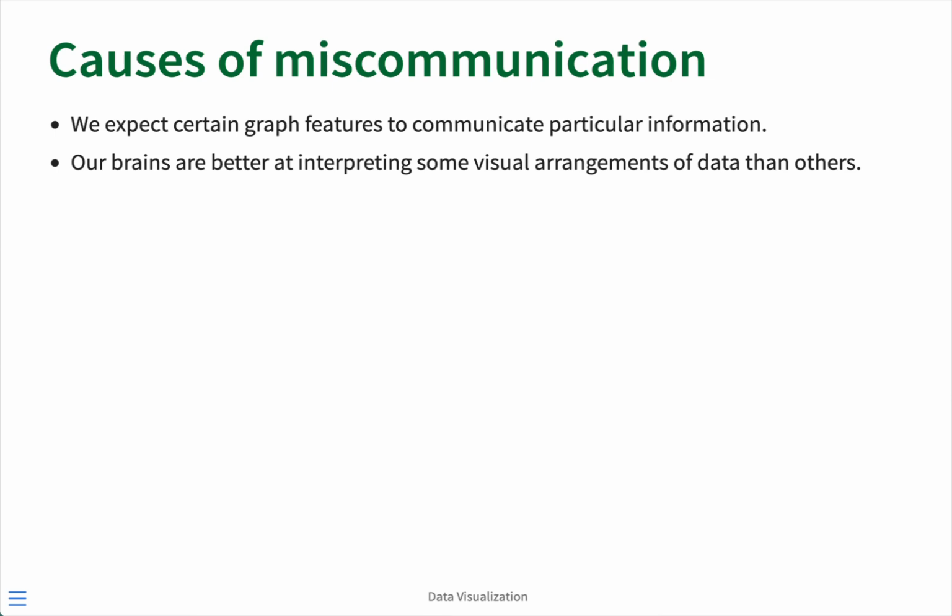But some visual arrangements of shapes or patterns or features are more intuitive for our brains to understand, or our brains like to interpret them in a particular way. And so if we choose a less optimal way of communicating information, it can be harder for us to detect the key information the graph is trying to convey. And if we choose an arrangement that implies something that is different to what the data actually show, then that graph can be misleading.